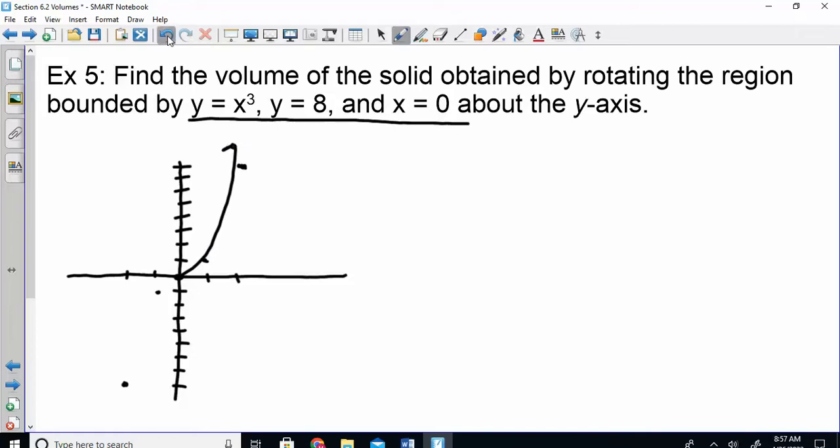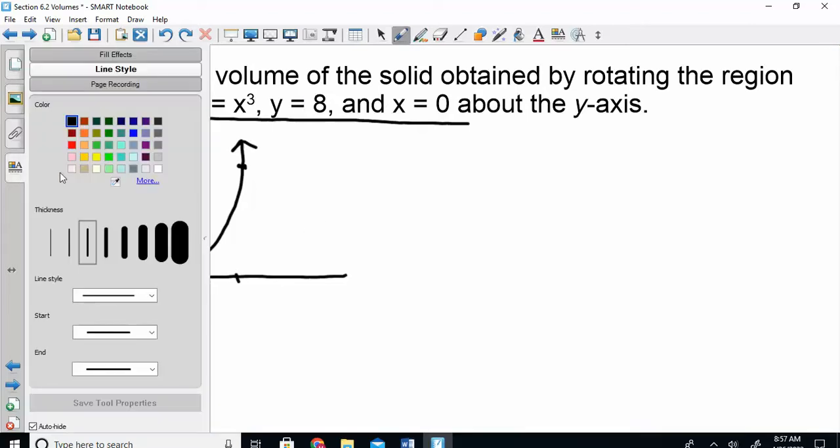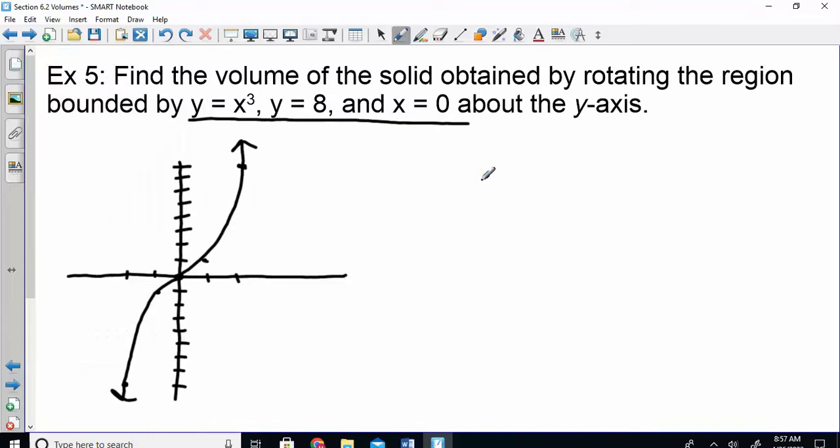Oh, I just missed my point there. Alright, so there's my cube function, but we're not talking about the whole cube. We have some extra stipulations here. y equals 8. What is y equals 8? Yeah, it's a horizontal line at 8. So if you think about that, that means I'm stopping my graph here. I'm not going above that.